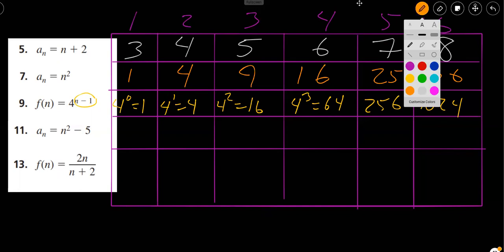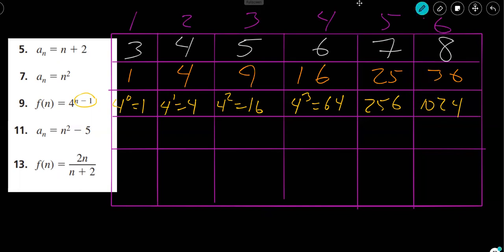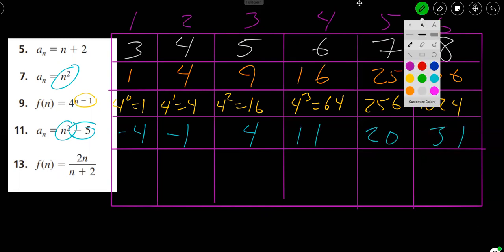The third one is actually pretty straightforward. It looks a little bit tougher, but it's just n squared, which we already did on number 7, and then we're subtracting 5 from it. So I'm subtracting 5 from 1. That's going to give me -4. If I subtract 5 from 4, I'm going to get -1. If I subtract 5 from 9, I get 4. Then I get 11, 20, and 31.